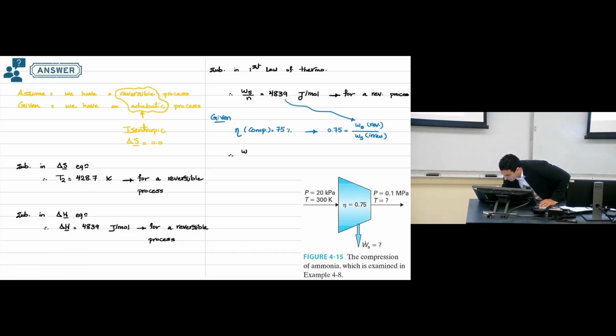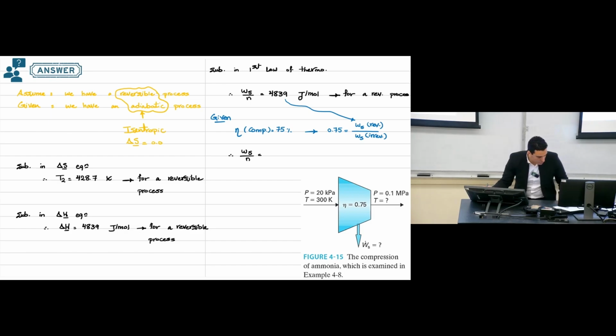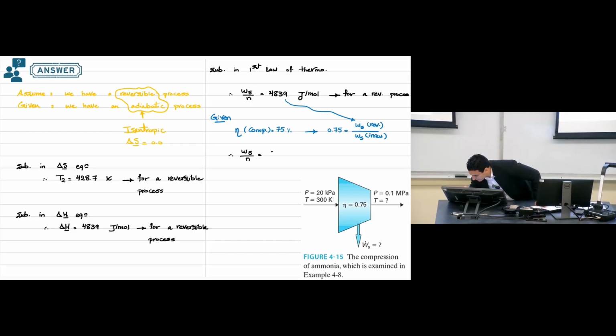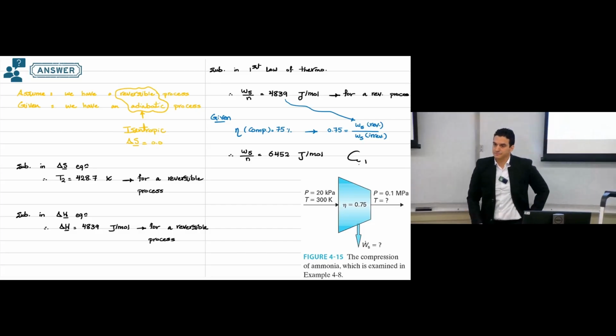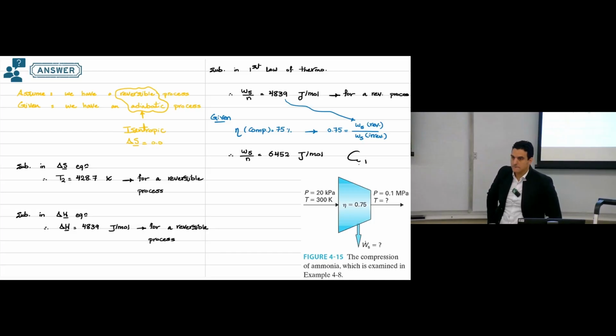and then we have the shaft work divided by 1 mole. So this one will be 6,452 joule per mole. And this is the first requirement that we have in this problem. Clear? Then we need to calculate the outlet temperature.